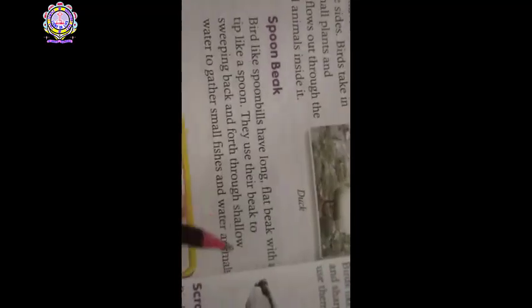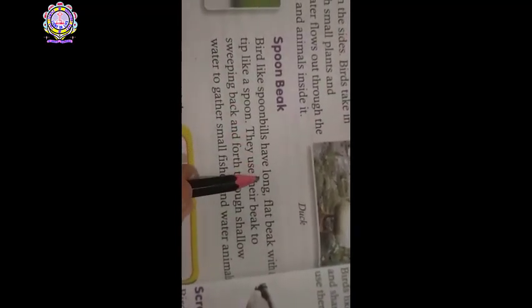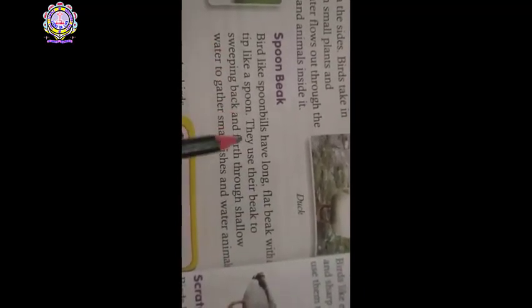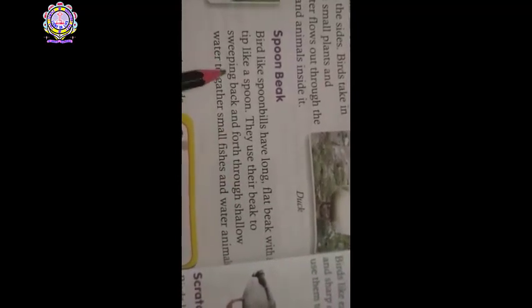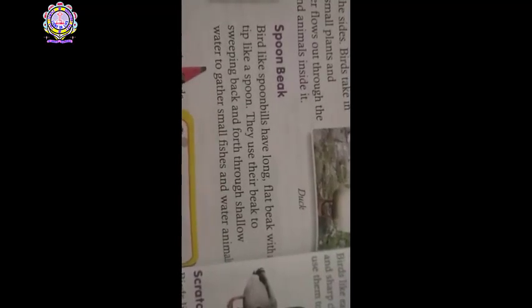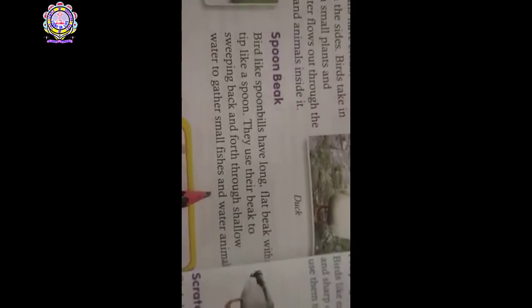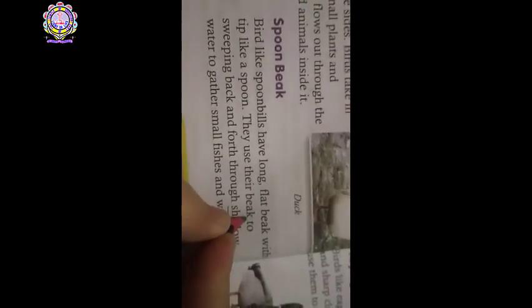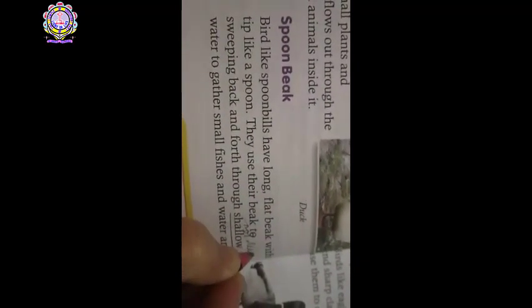Spoon beak. Birds like spoonbills have long flat beak with the tip like a spoon. They use their beak to sweep back and forth through shallow water to gather small fishes and water animals. Underline the word shallow. Shallow means not deep.